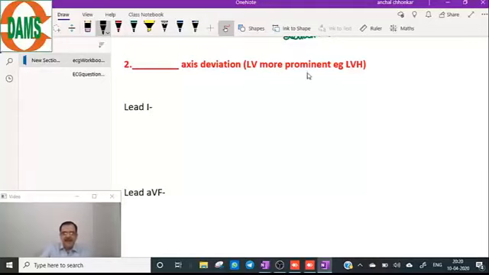Now the left ventricle becoming more prominent, that is LVH, will be a left axis deviation. So for left axis deviation, first understand anatomically. The left ventricle is mainly a lateral wall. Lateral wall hypertrophied takes the voltage towards the left shoulder. So it will take the voltage towards the left shoulder in left ventricle hypertrophy.